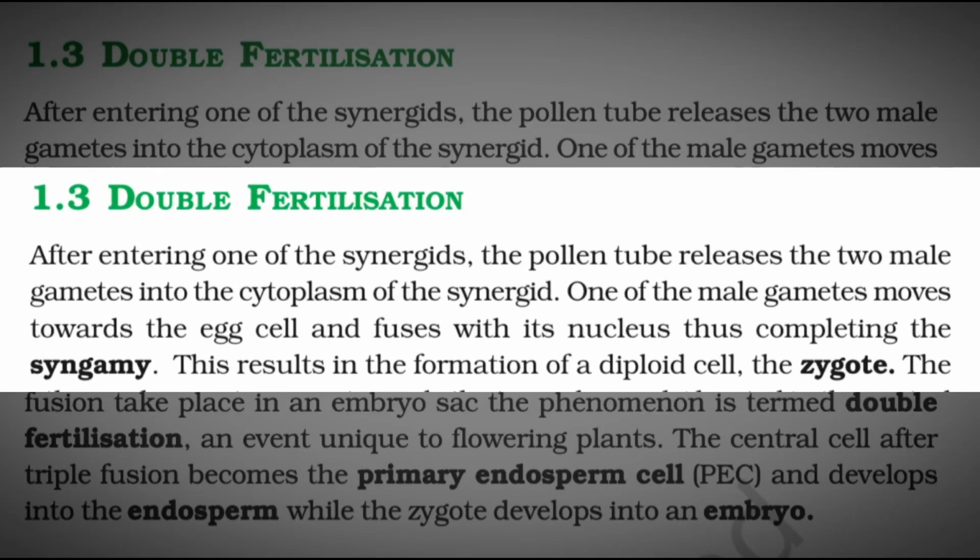Double fertilization. After entering one of the synergids, the pollen tube releases the two male gametes into the cytoplasm of the synergid. One of the male gametes moves towards the egg cell and fuses with its nucleus, thus completing the syngamy. This results in the formation of a diploid cell, the zygote.